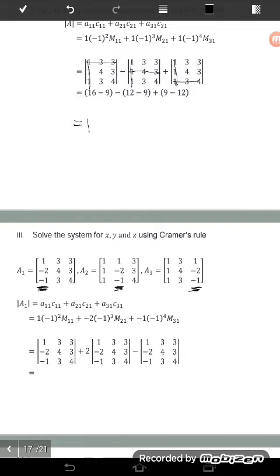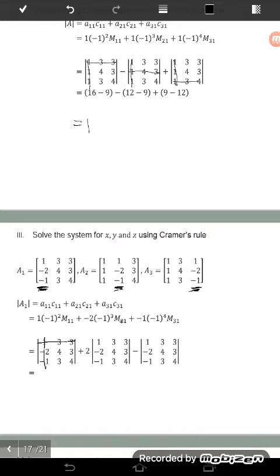Okay, so matrix A1, I use column 1. So column 1: 1, negative 2, negative 1, times its cofactor. I have here 1 times negative 1 power of 2, so positive 1, M11, close row 1, column 1. And then negative 2 times negative 1 power of 3 becomes positive 2.